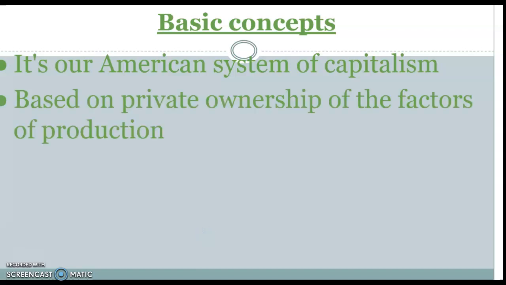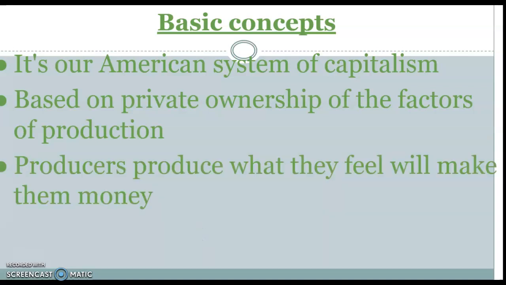It's based on private ownership of the factors of production. Guys, remember the factors of production are fourfold: capital, labor, land, and entrepreneur. Producers produce what they feel will make them money. Okay? It's no secret, guys.